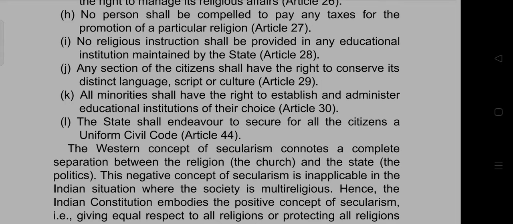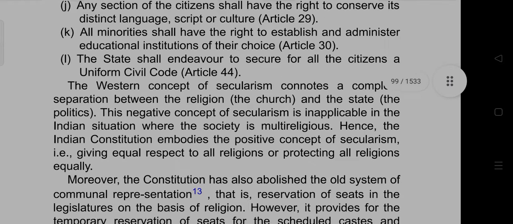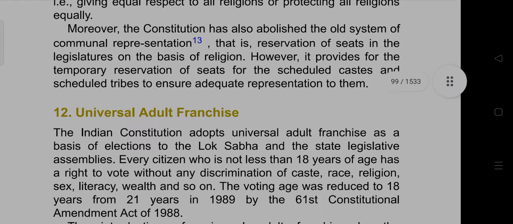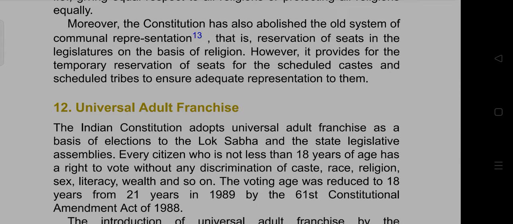Article 44. The Western concept of secularism connotes a complete separation between religion, that is, the church, and the state, that is, politics. This negative concept of secularism is inapplicable in the Indian situation, where the society is multi-religious. Hence, the Indian Constitution embodies the positive concept of secularism, that is, giving equal respect to all the religions or protecting all the religions equally. Moreover, the Constitution has also abolished the old system of communal representation, that is, the reservation of seats in the legislature on the basis of religion.